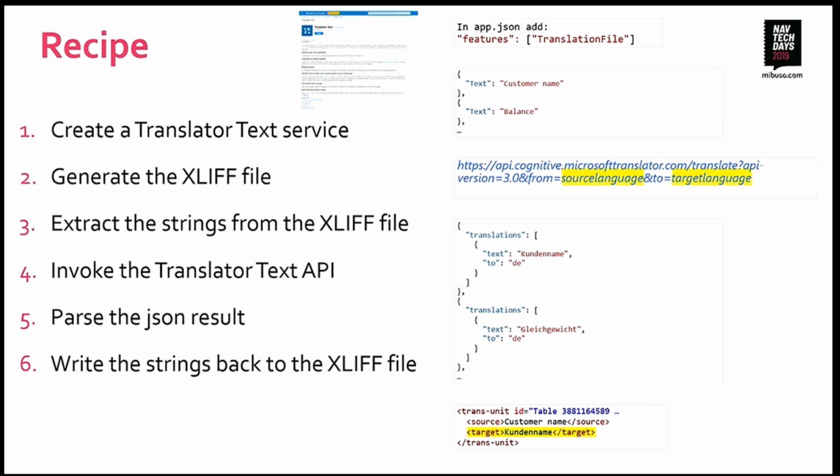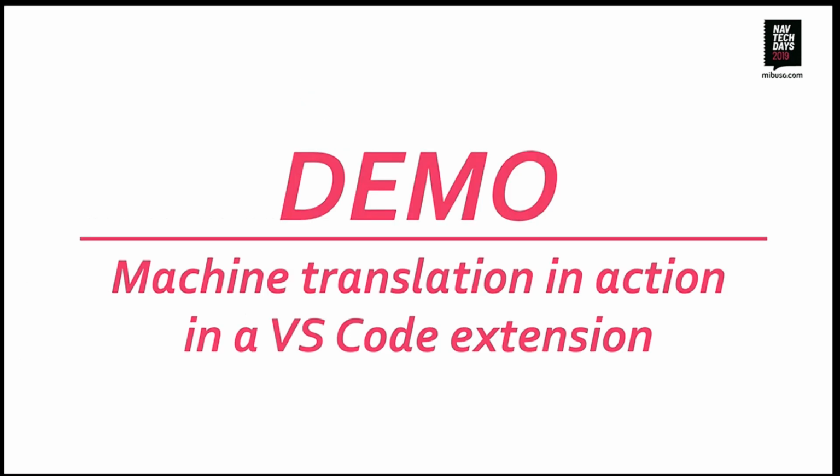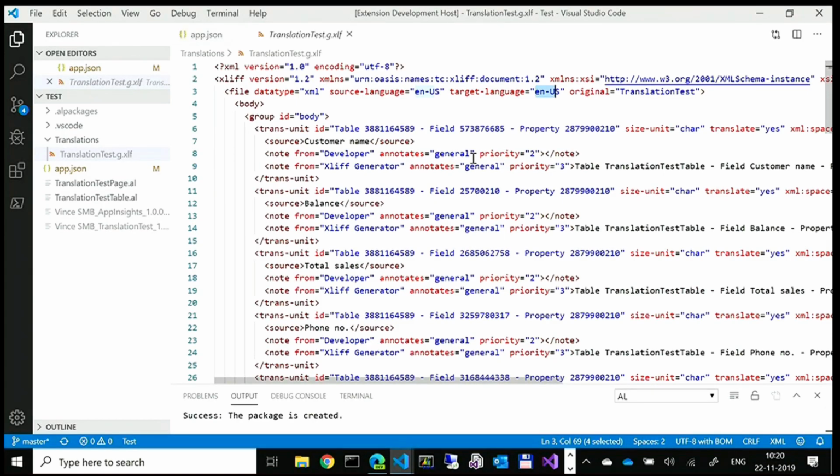So to do that, I have created a small extension, which is not a Business Central extension. It's a Visual Studio Code extension, not to be confused with the Business Central extension. So it's an extension written in TypeScript, and the code is available again on GitHub. But basically what it does, it implements the recipe I just showed you on the slide. And I'll show it to you in action.